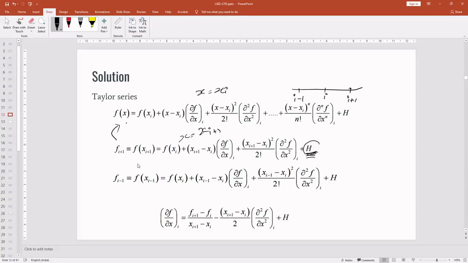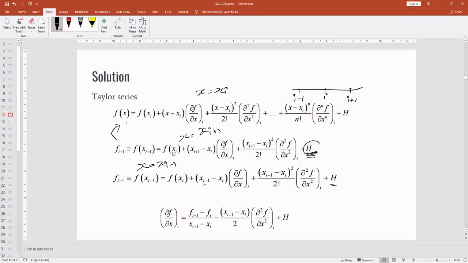Again, if I substitute x of i minus 1 for x, then the equation becomes f of x i minus 1 is equal to, substituting all the x's with x i minus 1, f of xi plus x of i minus 1 minus xi times dou f by dou x at i, plus x of i minus 1 minus xi the whole square by 2 factorial times the second order term dou square f by dou x square at i, plus h. Again, this h is the higher order terms.